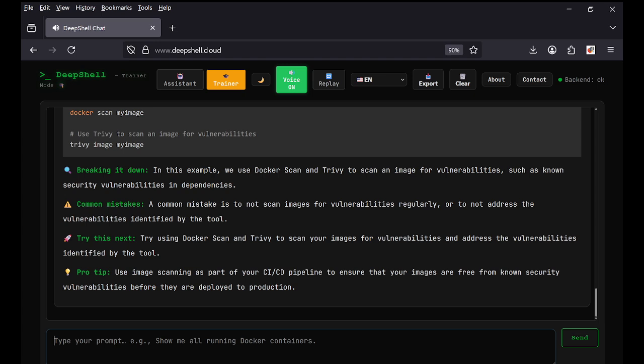Common mistakes. A common mistake is to not scan images for vulnerabilities regularly, or to not address the vulnerabilities identified by the tool. Try this next. Try using Docker Scan and Trivy to scan your images for vulnerabilities and address the vulnerabilities identified by the tool. Pro tip: use image scanning as part of your CI/CD pipeline to ensure that your images are free from known security vulnerabilities before they are deployed to production.